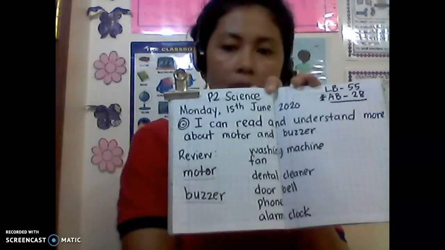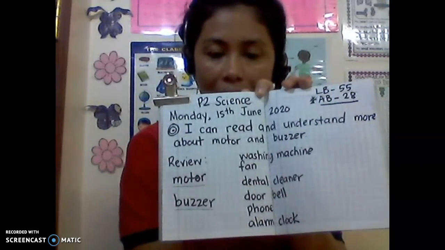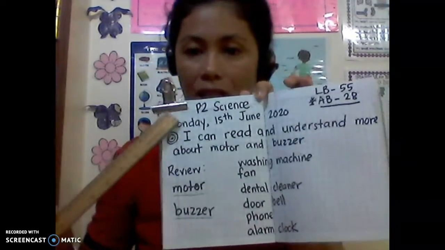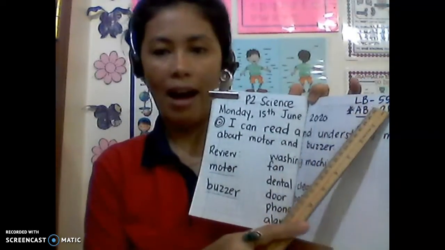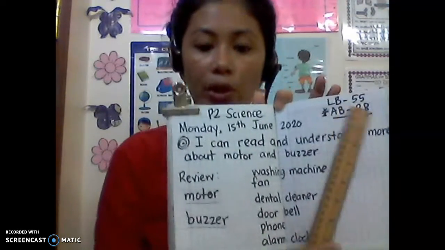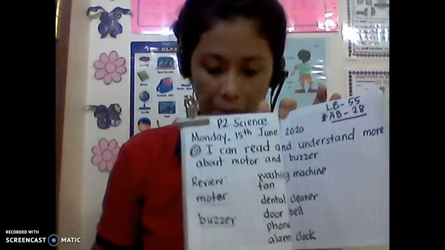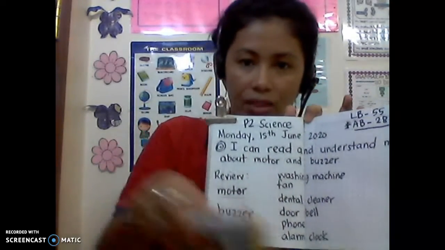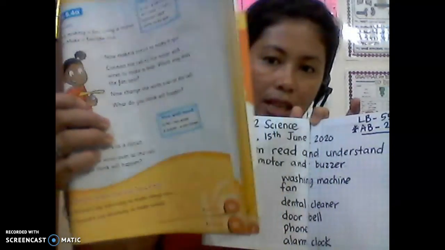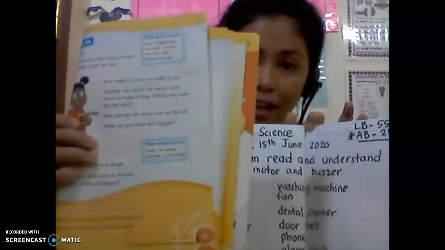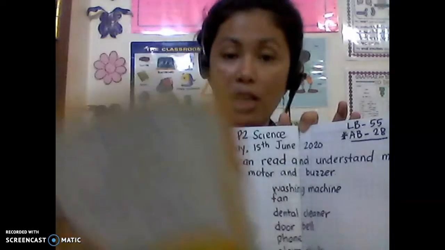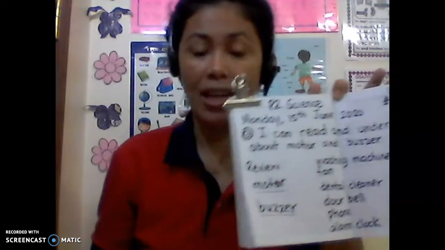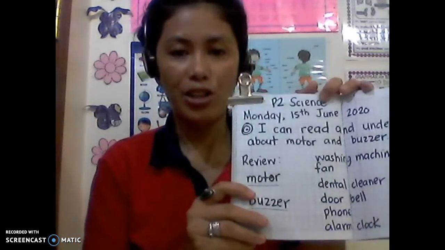For today, we are going to get a learner's book and open it to page 55. So today, since we cannot experiment this together, teacher will just explain it to you, okay? So I hope you understand it.